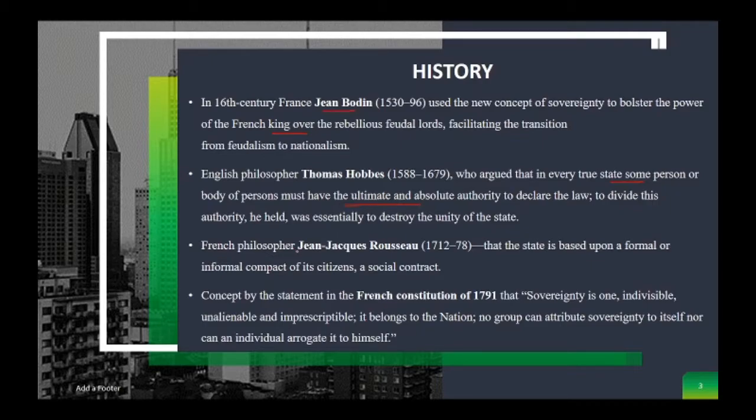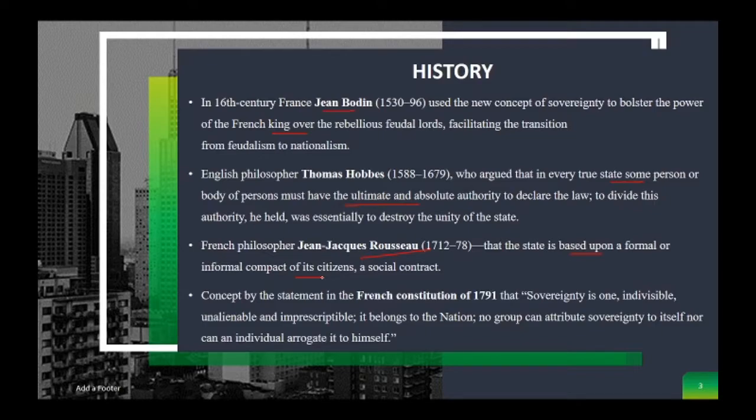Then came French philosopher Jean-Jacques Rousseau, and he said that the state is based upon a formal or informal compact of its citizens, a social contract. He gave the new concept of sovereignty, that it's basically the social contract between the state and its people.